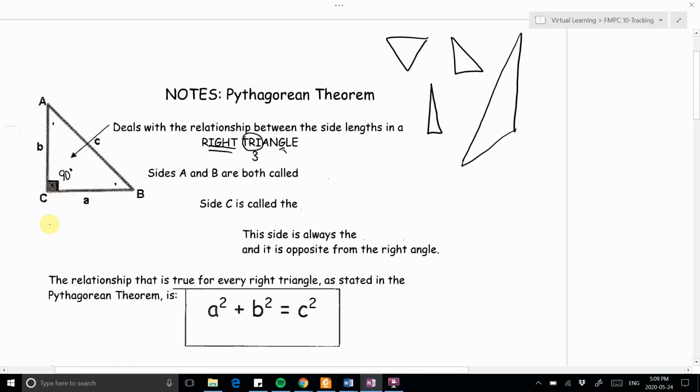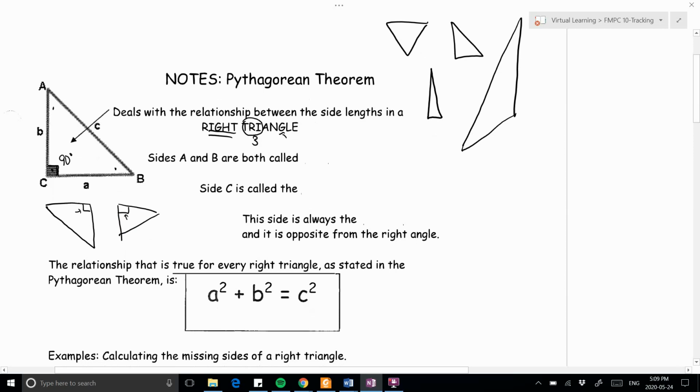It's not always in this corner. You could have a triangle that looks like this. That would also be a right triangle. Or even if we turned it, right, that's still a right triangle because it still has that 90 degrees. That's the golden ticket here when it comes to right triangles.